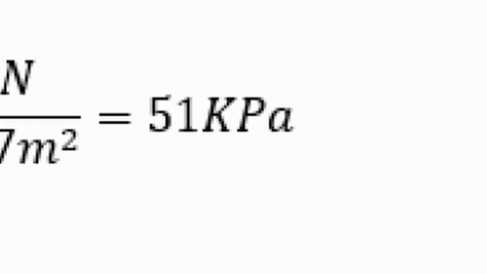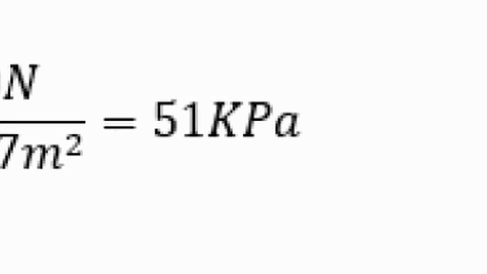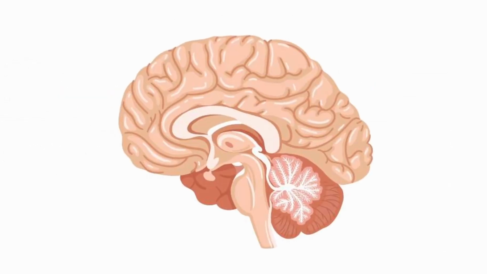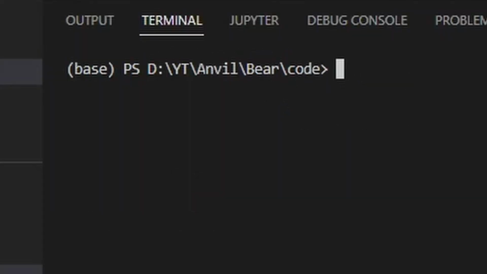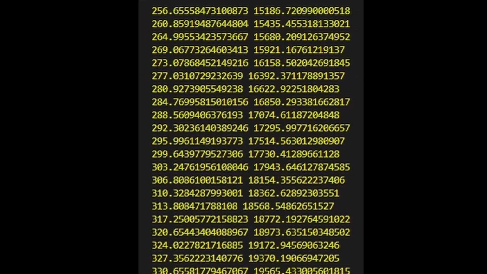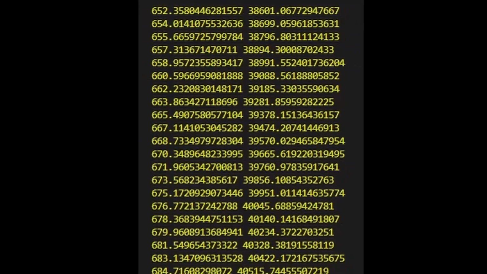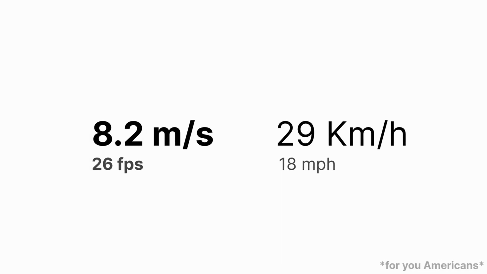Since our target is the intracranial pressure of 51 kilopascals, we focus on the motion of the brain. Using Euler integration to analyze each of the equations of motion, we iterate on the anvil's impact velocity until the max pressure matches our target. And thus the anvil needs to be going 8.2 meters per second, or a drop from about 3.4 meters.